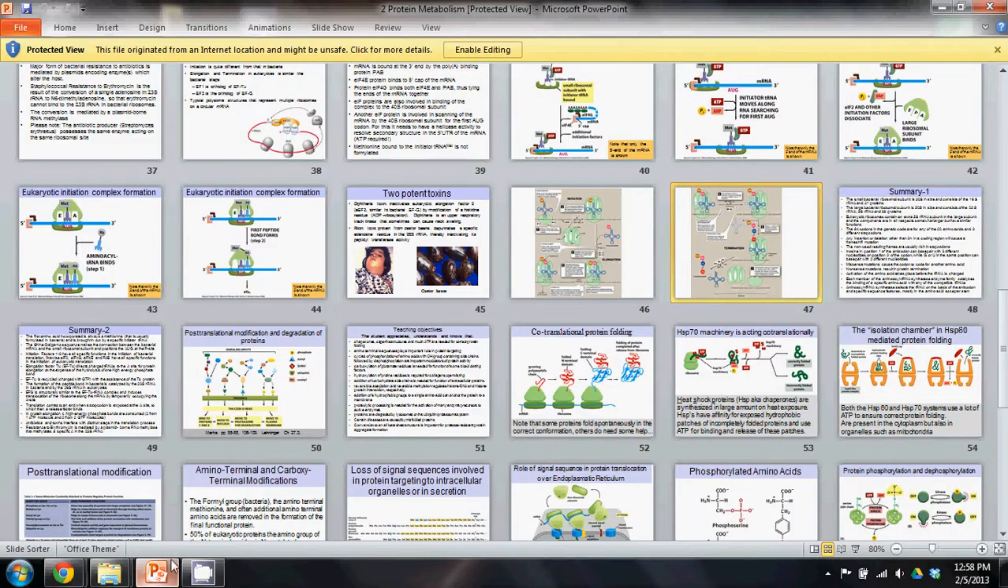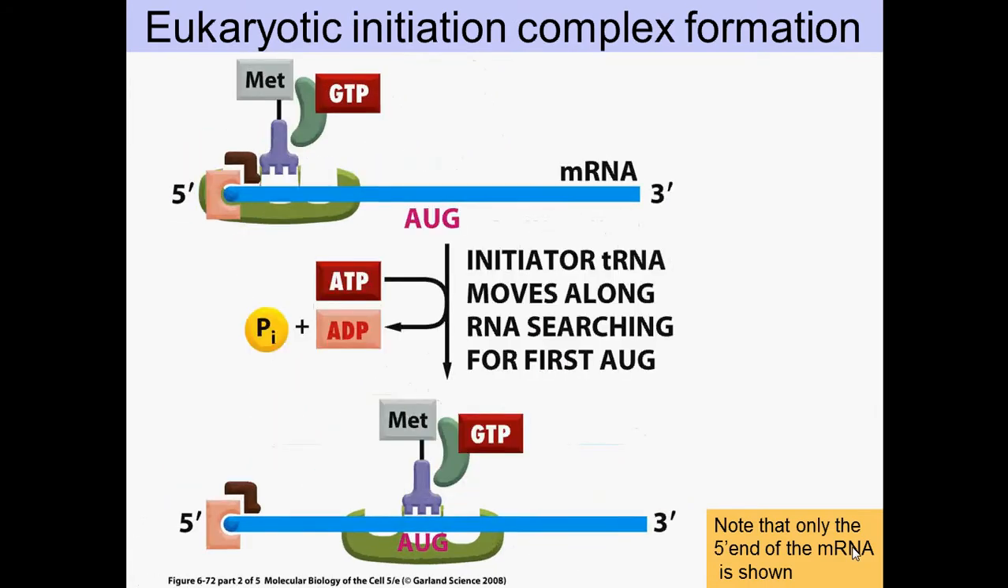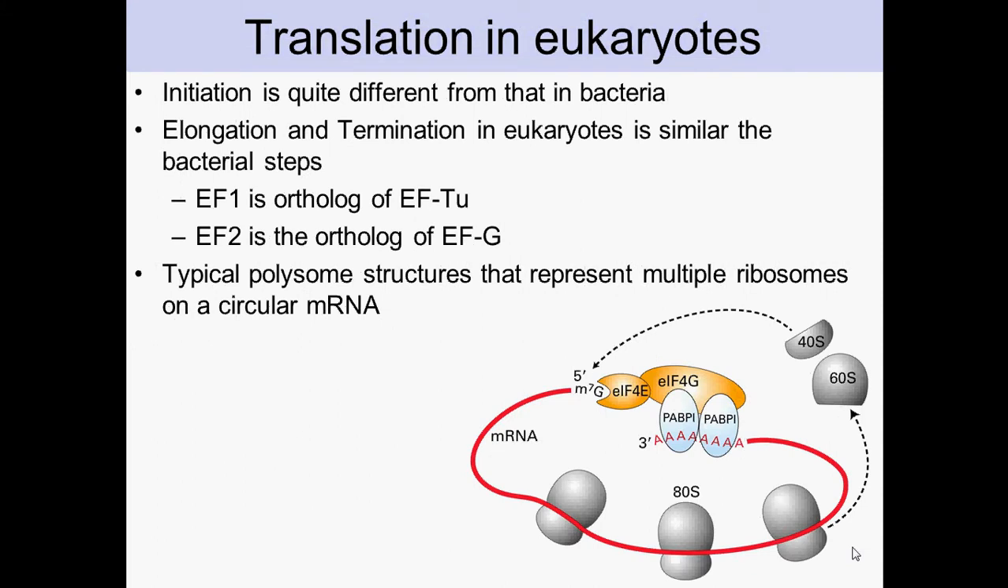Alright, so in this video we're going to be talking about eukaryotic translation. So, a couple of review things. EF-Tu and EF-G were in the bacteria, prokaryotes, and their orthologs are EF1 for EF-Tu and EF2 for EF-G.